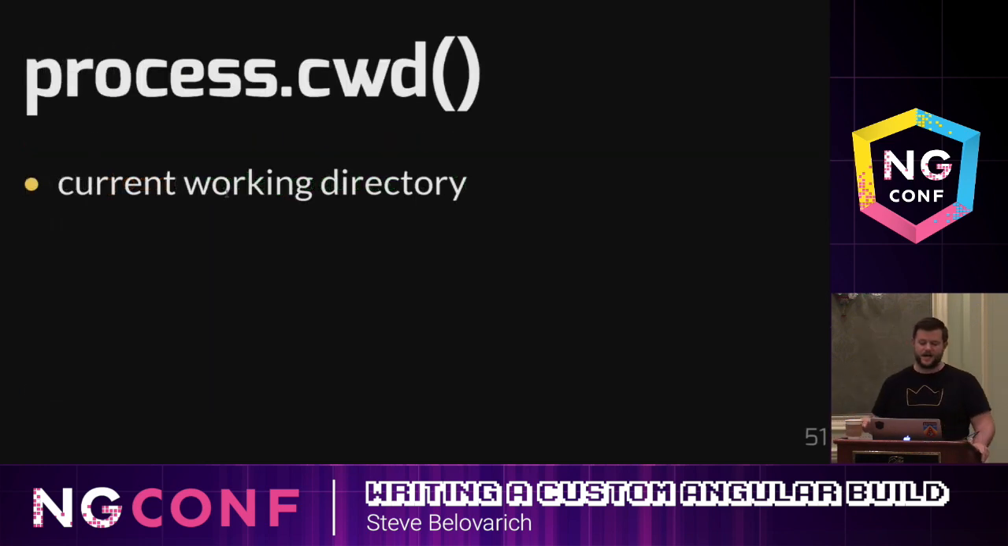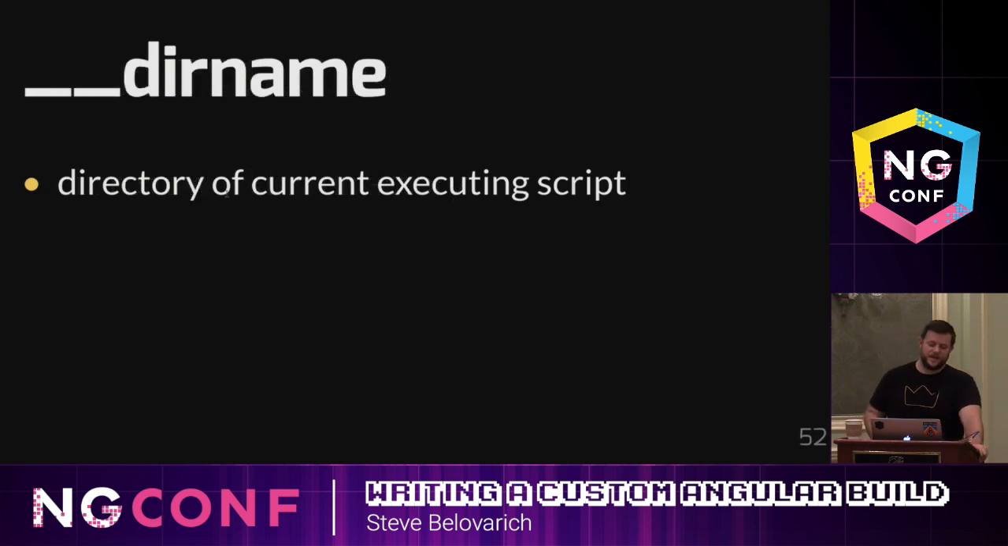The process object has a few methods on it as well that we can use. Process.cwd will return the current working directory that we're in. There's another global namespace property here called __dirname that will give us the directory of the current executing script. So for index.js, like we've been working with so far, if we were to use __dirname there and log it, it would print the path to that index.js because it is somewhere in the file system.